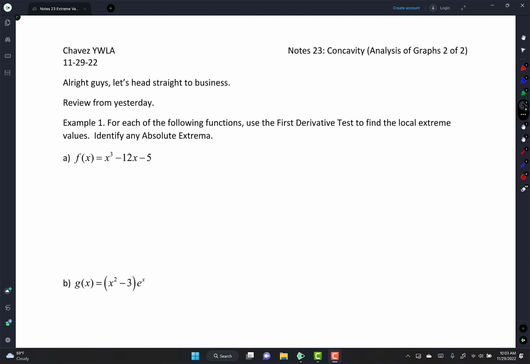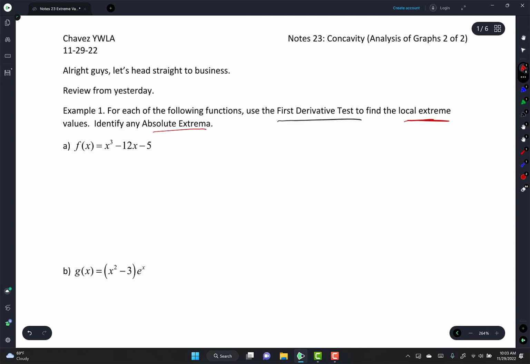So it says, for each of the following functions, use the first derivative test. That's what we learned yesterday. To find the local extrema. That just means find local or relative max and min. Identify any absolute extreme, if there is any. So here we go. First, take a derivative.